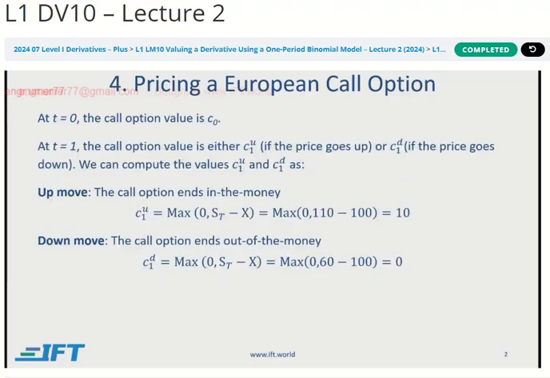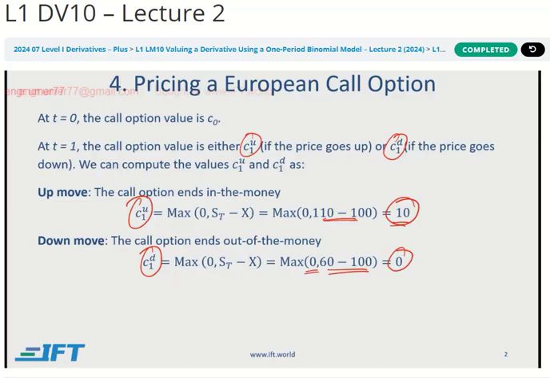And that is what you can see over here, the call option value if it goes up and the call option value if it comes down. So if it goes up, it will be 10, and if it comes down, it will be 0, right? 110 minus 100 gives you 10, and 60 minus 100 gives you a negative value, therefore it will be 0.